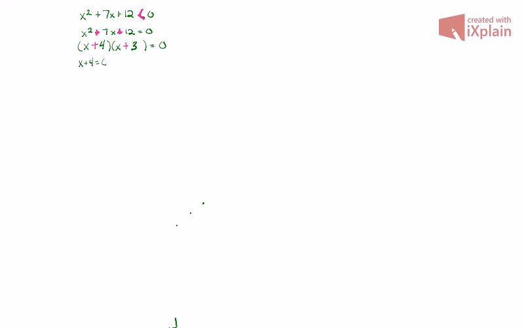So from here, we can use our zero product property, which states that if x plus 4 times x plus 3 equals 0, well then either factor could potentially be equal to 0. We'll subtract from both sides to get x on its own. So we get x is equal to negative 4 and x is equal to negative 3. So from here, we will move to our number line. We'll go ahead and label negative 4 and negative 3.